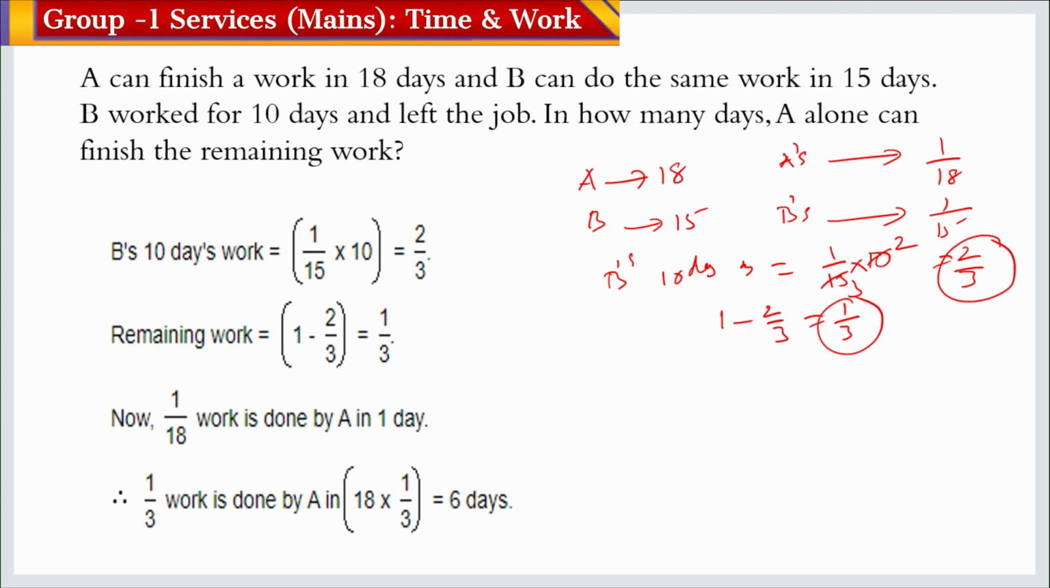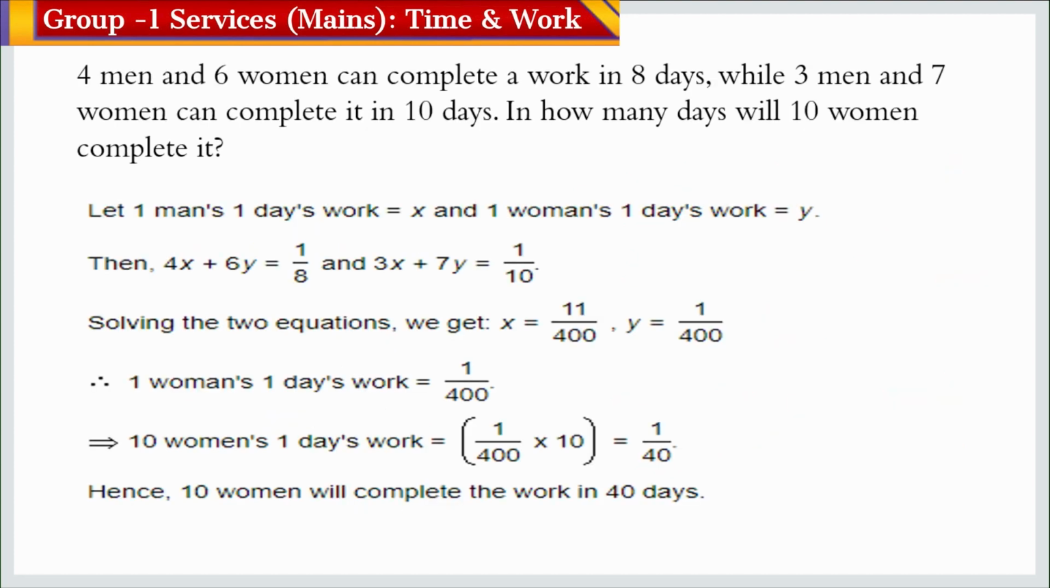Here A's work in 1 day is 1 by 18. Correct? So then for 1/3 work done by A, it is 18 into 1 by 3, which is 6 days. So A can do the remaining work in 6 days. This is the answer. Clear? So, like this you can calculate it. Okay. Next.